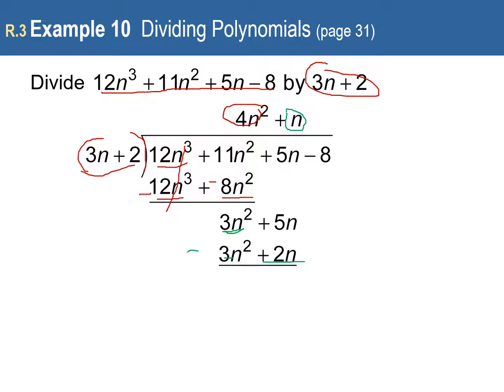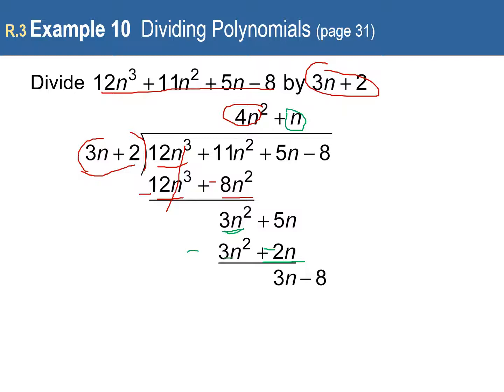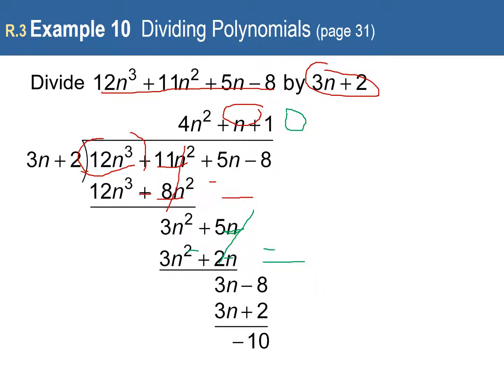Then I'm going to subtract. When I subtract, those go away. So I'm left with 3n minus 8. Now, how many times does 3n go into 3n? Well, just once. All right. So I'm going to multiply 1 times 3n plus 2, and then I'm going to subtract, and I get negative 10. So my answer is 4n squared plus n plus 1 plus the remainder, which is negative 10, divided by my divisor, which is 3n plus 2.